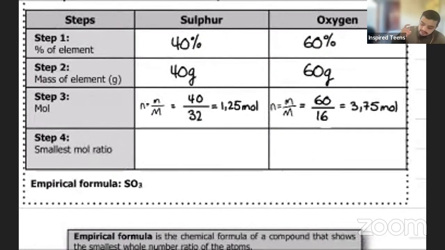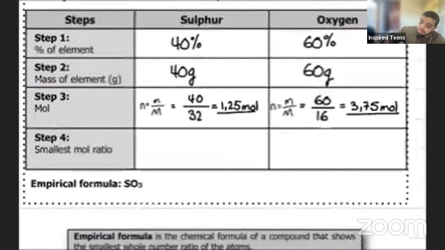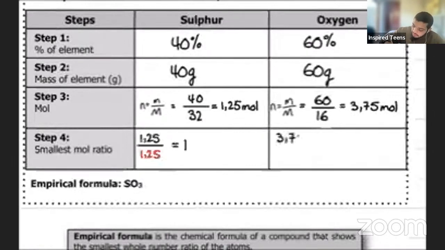Now we are at this last step. Now it's to determine the smallest molar ratio. So what you need to do is divide all of the ratios that you just obtained by the smallest ratio. So you're going to divide them all by 1,25 because that's the smallest between the two. So you're going to say 1,25 divided by 1,25, and of course here you're going to get an answer of 1.